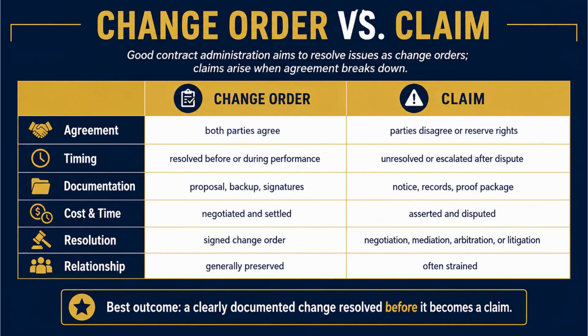And here's the best outcome, the line that sums up this entire class. A clearly documented change, resolved before it becomes a claim. That's the whole job. Document it clearly, resolve it early, keep it in the change order column. Do that, and you'll have a long, profitable, and frankly much less stressful career.